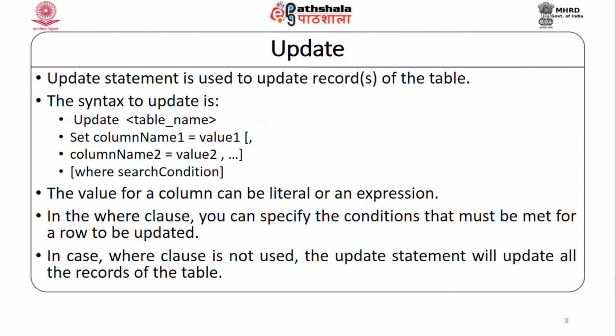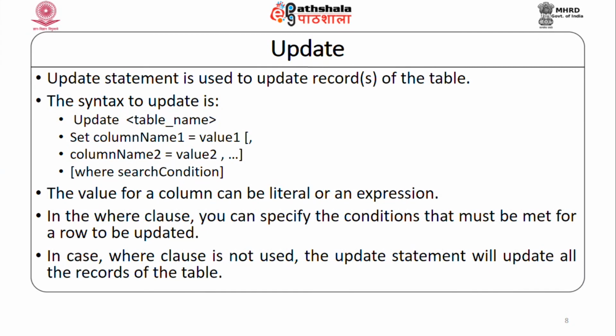To update a record, the update statement is used, and the general syntax is update table name set column name is equal to, you can provide any value or expression. If you want to update multiple columns at a time, you can optionally use a comma and then again write column name equal to expression or value, and optionally you provide a where clause. Where is provided to update only that particular value, otherwise the whole table data will be updated. In the where clause you can specify the condition that must be met for a row to be updated. In case the where clause is not used, it will update all the records.